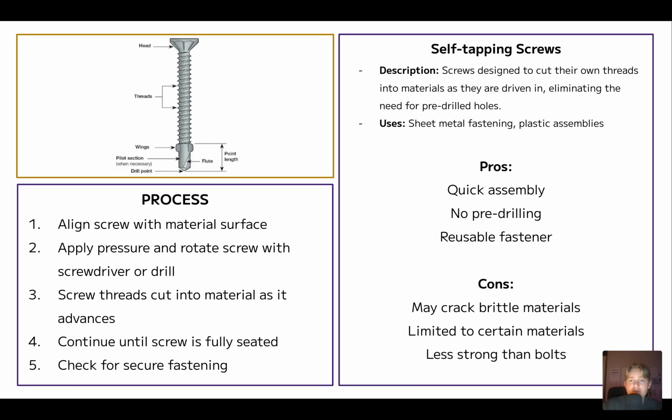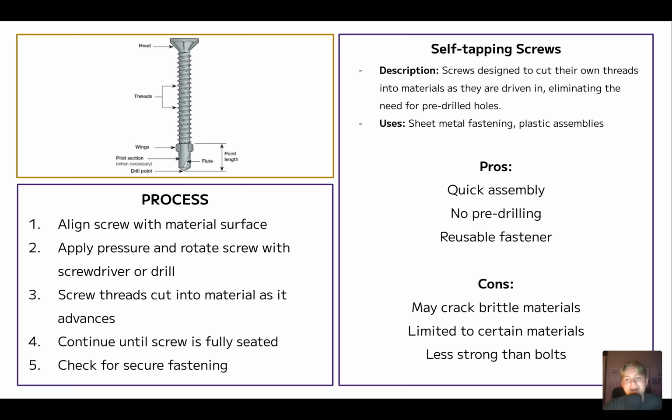We've also got self-tapping screws. So self-tapping screws are screws designed to cut their own threads into materials as they are driven in, eliminating the need to drill the holes. The uses of this could be for sheet metal fastening, but also for plastic assemblies where drilling the holes would just not be applicable.